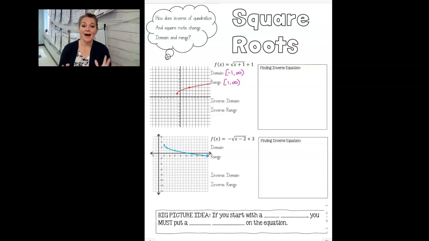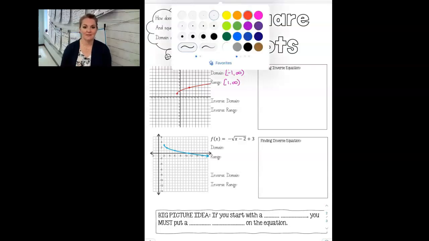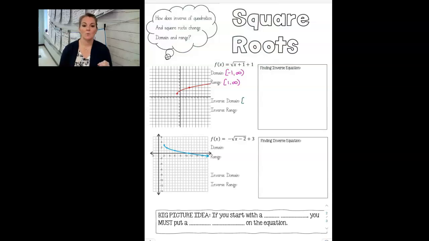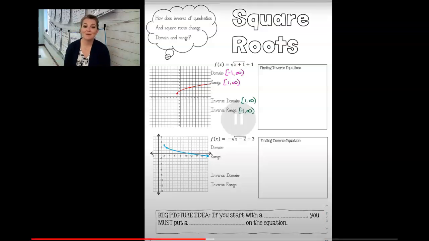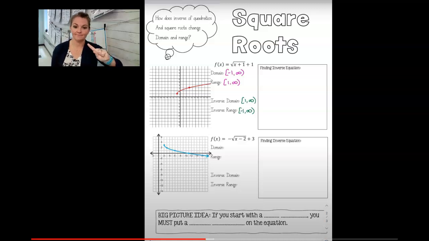Without even graphing it, I know what my inverse domain and range are. My inverse domain is going to be 1 to infinity, and my inverse range is going to be negative infinity to 1, just because everything flips. My x's and my y's, they flip. So it was very easy. No math, really, maybe a little thinking, but no real calculation is involved in this type of question.